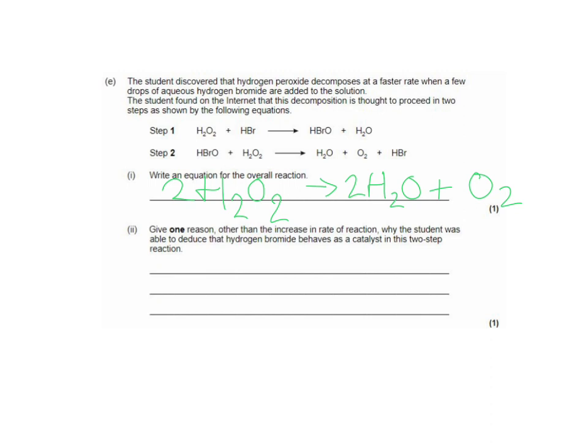Give one reason other than the increase in the rate of reaction why the student was able to deduce that hydrogen bromide behaves as a catalyst in this 2-step reaction. And the key thing here is, when you look at the overall reaction, that hydrogen bromide doesn't appear in the overall reaction. So it can't be part of the reactants. It is there, it's being used as a catalyst, it's not being used up. So it's not in the overall equation.